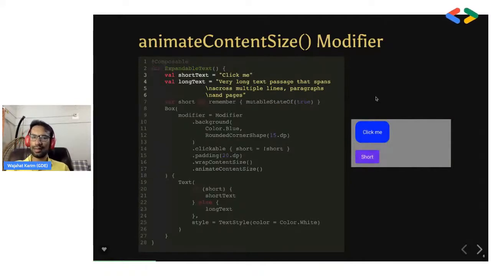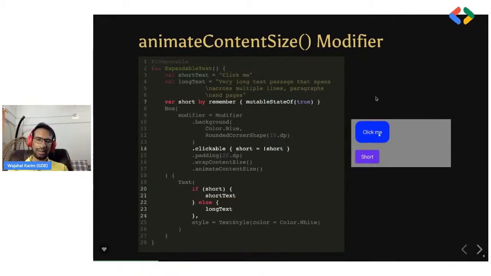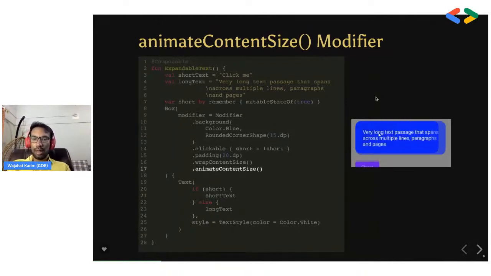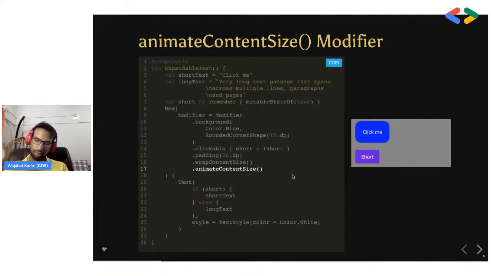You have short text and long text, two content sizes, and now you want to keep a state of whether we are showing it or hiding it. This is just a state, and for the sake of example, I have added a clickable toggle so that whenever I click on it, the state switches. So short becomes long, and long becomes short. All you have to do is add this one modifier, animateContentSize. That's it. So now what will happen?